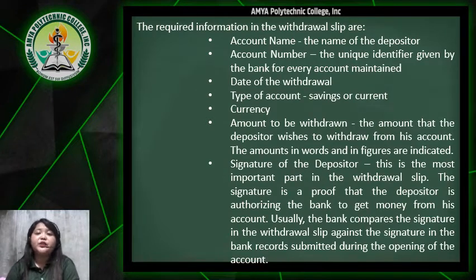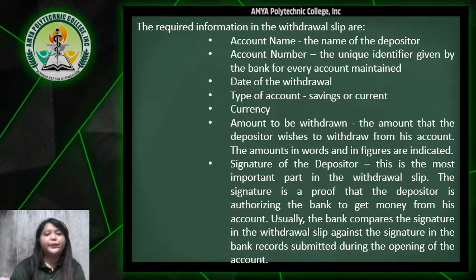The required information in the withdrawal slip are the account name, which is the name of the depositor; the account number, the unique identifier given by the bank for every account maintained; the date of the withdrawal; the type of account, whether savings or current; and the currency. Then the amount to be withdrawn, the amount that the depositor wishes to withdraw from his account, and also the signature of the depositor. This is the most important part in the withdrawal slip. Without the signature, you cannot withdraw. The signature is proof that the depositor is authorizing the bank to get money from the account.